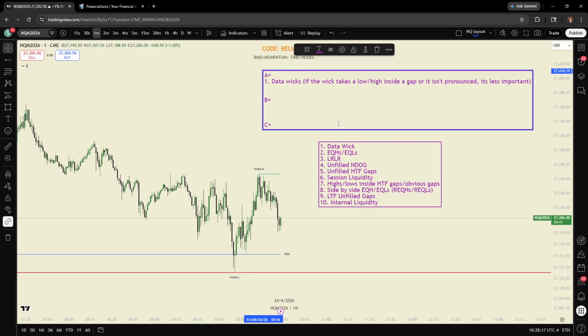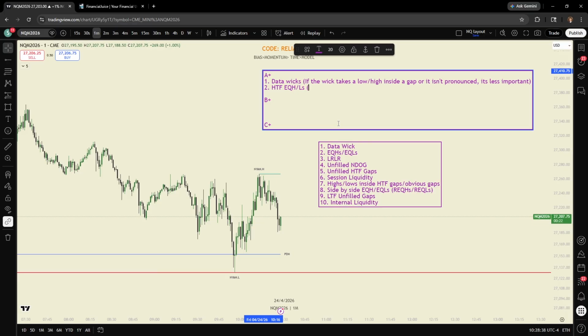Recorded? Absolutely. Okay. Number 2, higher time frame equal highs. What about the 930 wick? We'll get to that. That kind of falls under session liquidity. Higher time frame equal highs slash lows is the best of the best, right?